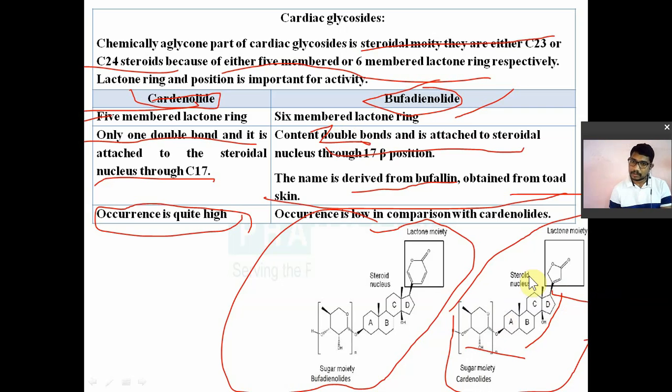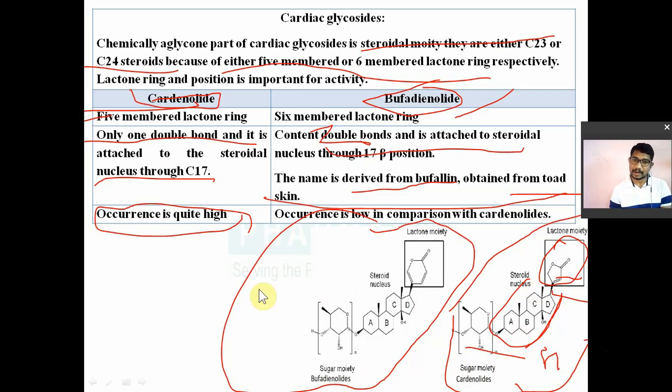At the 17th position, if there is a 5-membered lactone ring, you can see here there is a 5-membered lactone ring. Lactone means a ketone ring. So there is a 5-membered lactone ring and only one double bond, attached to the 17th position of your steroid nucleus. That is a feature of cardenolides. In cardenolides you have a steroidal nucleus plus a 5-membered lactone ring and a sugar moiety. These cardenolides occur in plants. Their occurrence is higher in plants.